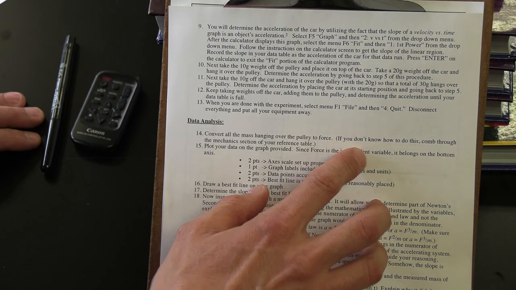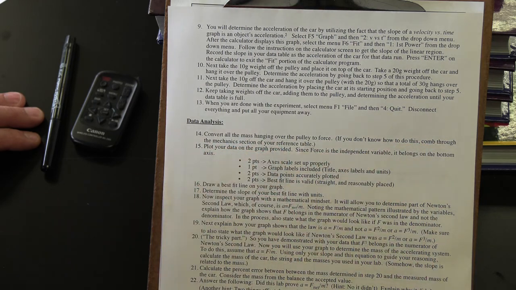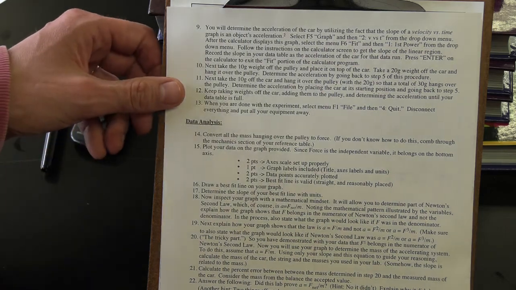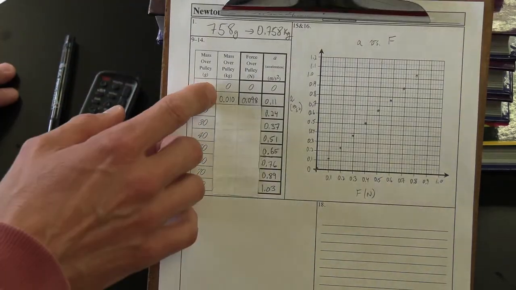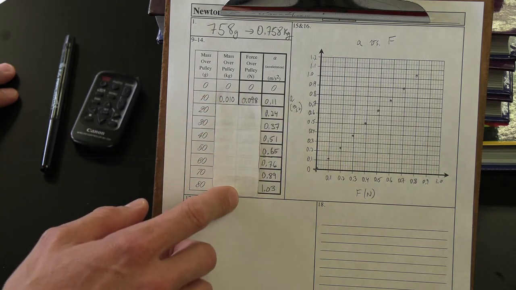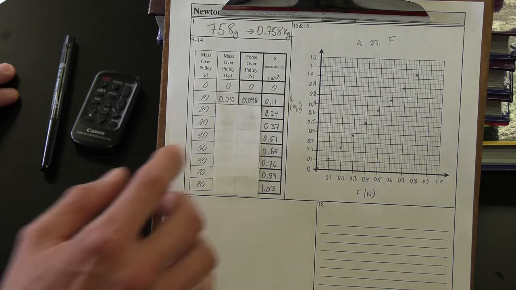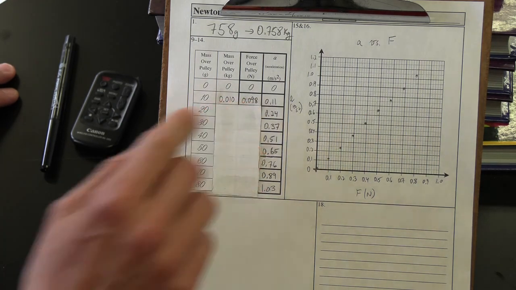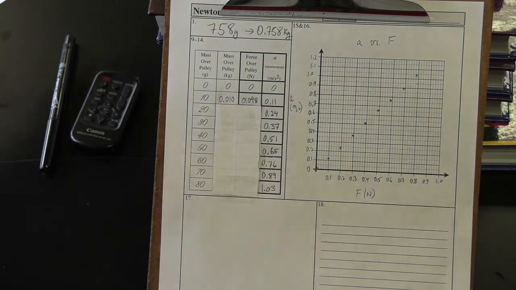In parentheses, if you don't know how to do this, comb through the mechanics section of your reference table. So what do I mean by that? All the mass hanging over is right here. You've got to convert it to kilograms, as I mentioned, and then you've got to convert that to newtons. I did one for you. You have to find a formula on the reference table to turn this into that, okay, but for all these data values. So that's that.